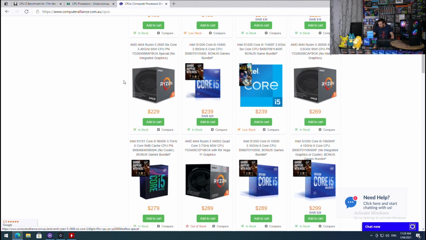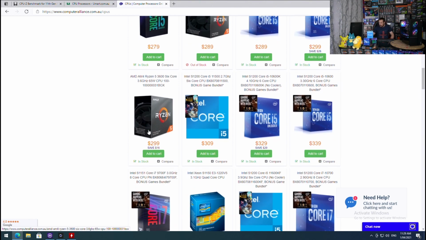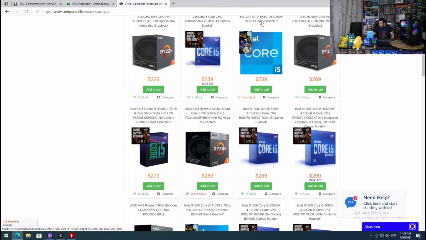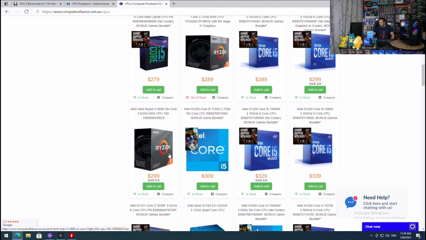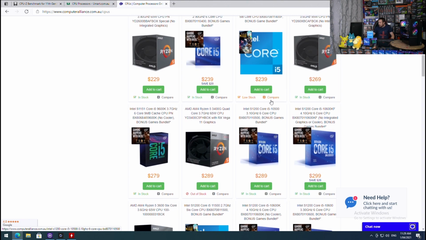So the 2600 and 2600X are around the same price as the 11400. Basically, the 2600 is just $10 less, so not a big deal there. With this one here, it's considerably more. So at $299, you can look at this at $240-odd as being 20% cheaper than the Ryzen 3600. So what really matters is, what's the performance like? That's what we're going to have a look at now.